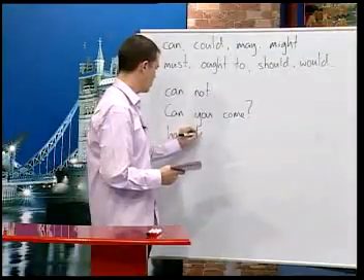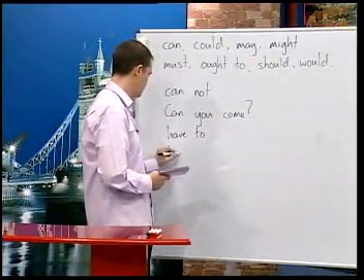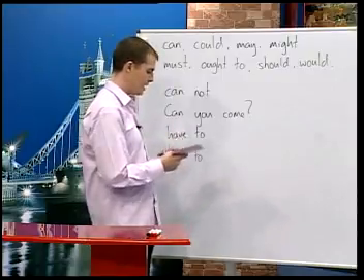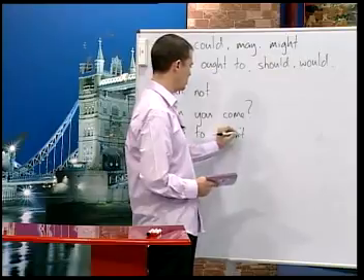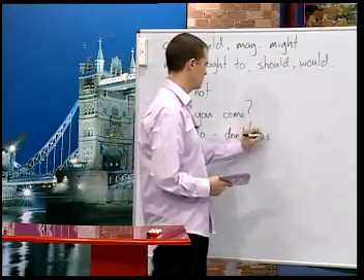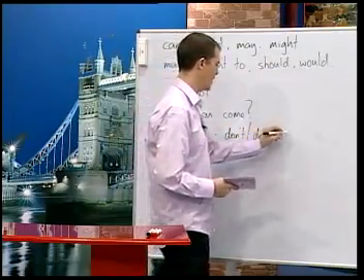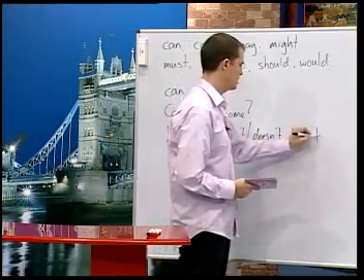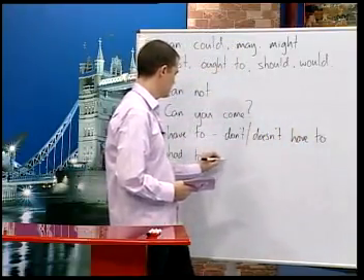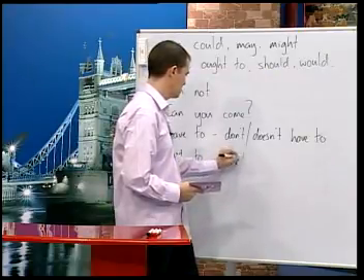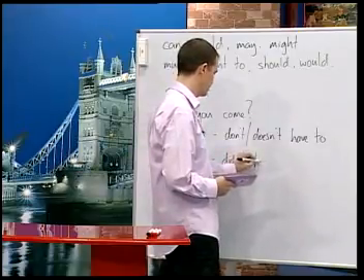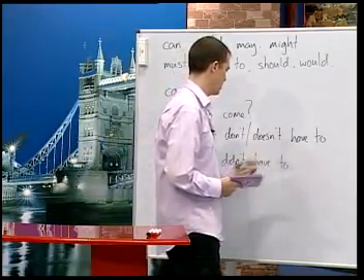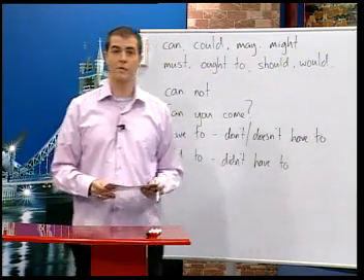Now, with have to, or the past tense had to, the negative is going to be don't or doesn't have to, and the past will be didn't have to. Okay. Let's practice these forms now.